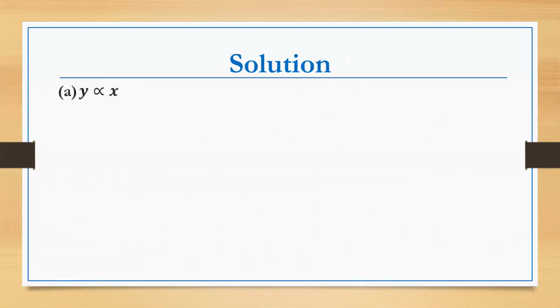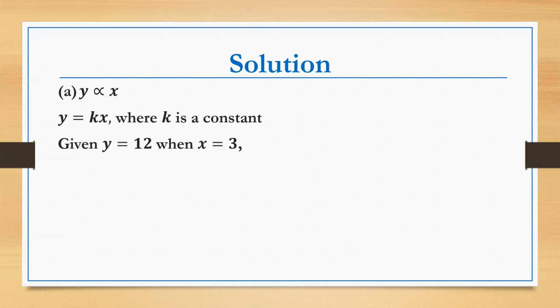So if y varies directly as x, we can write it as y equal to kx, where k is the constant. So we were also given that when x equal to 3, y equal to 12. So we replace these values to find the constant k. So we get 12 equal to k times 3. That is 3k equal to 12. And k will be equal to 12 divided by 3, which is 4.